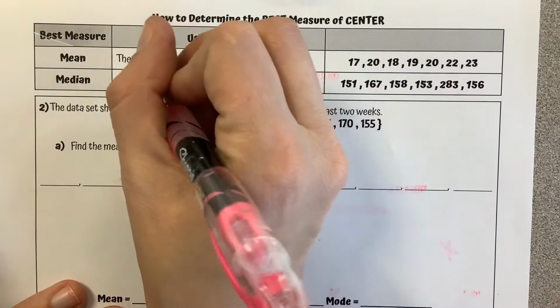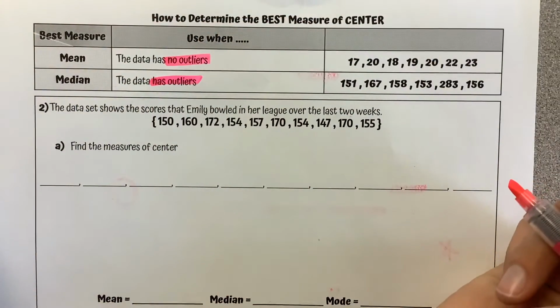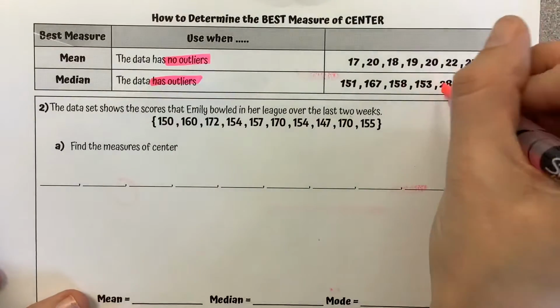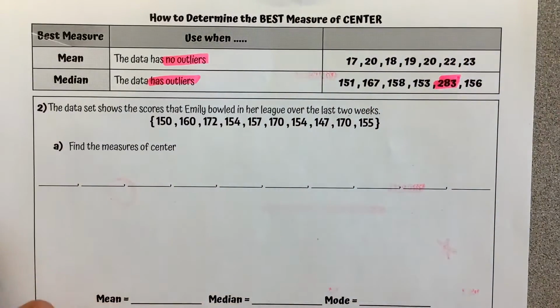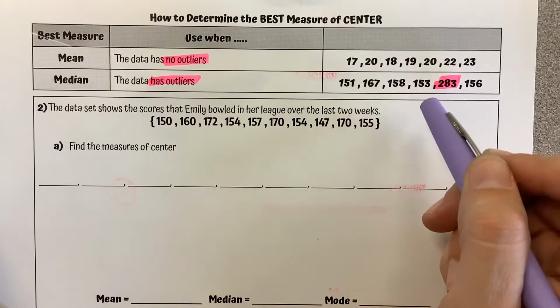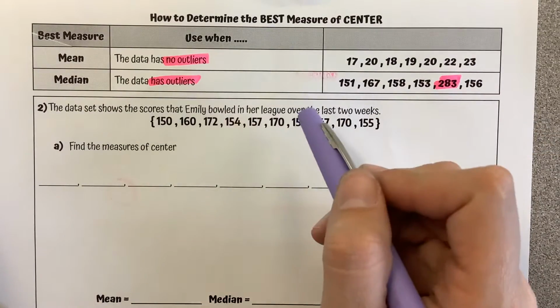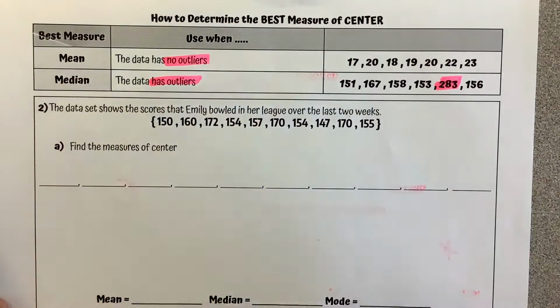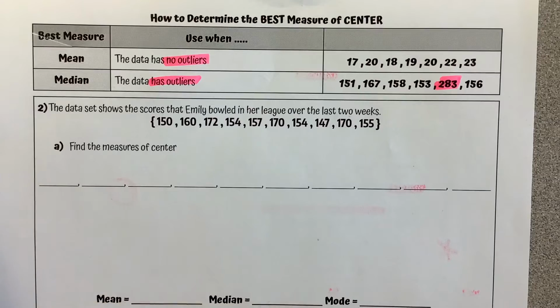If there are outliers, numbers that are way bigger or way lower, like in this example here, 283 is, we are going to use the median, because when we put in order from least to greatest, anything that's the highest will get crossed off right away. Anything that's the lowest will get crossed off right away. So this is going to be a better representation because we're eliminating that value right away.